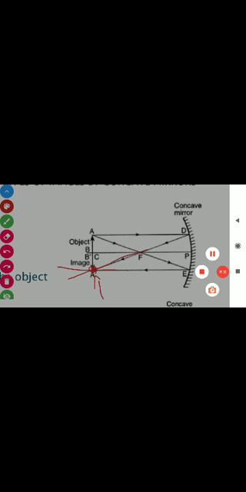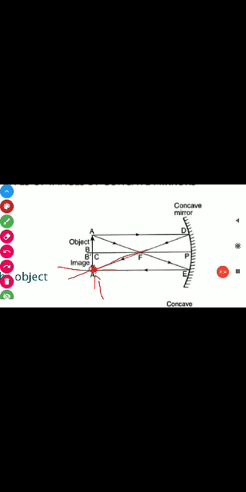Okay, so here our A dash point. Okay, and when we join this point with the principal axis, we will get the B dash point. So here B and B dash both are the same points. This is A and this is A dash.